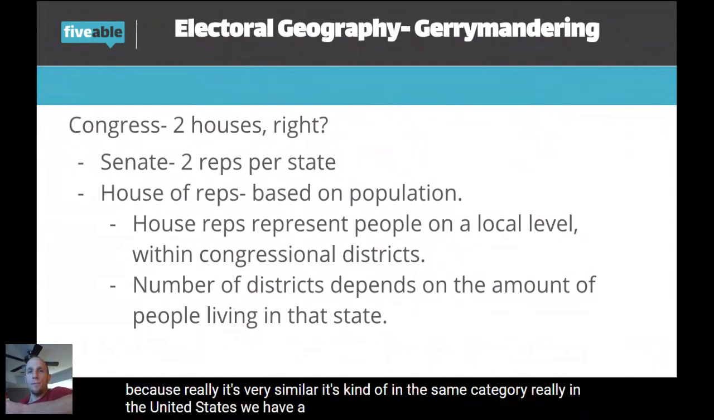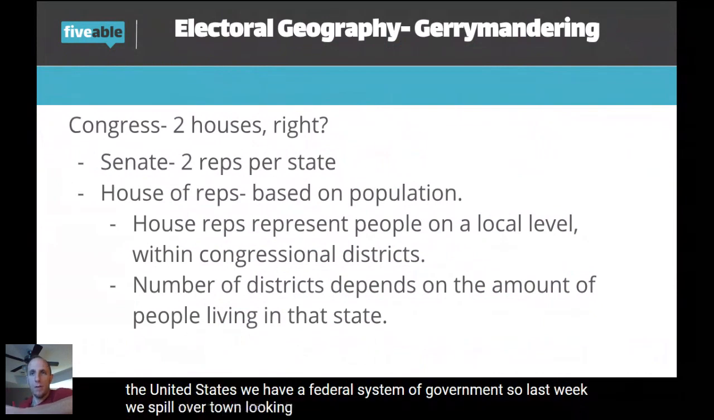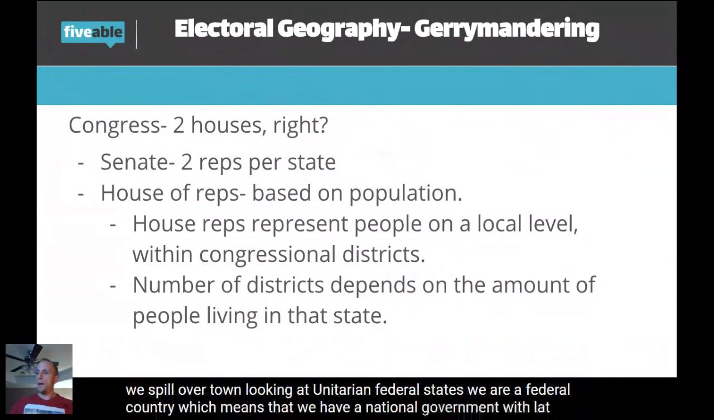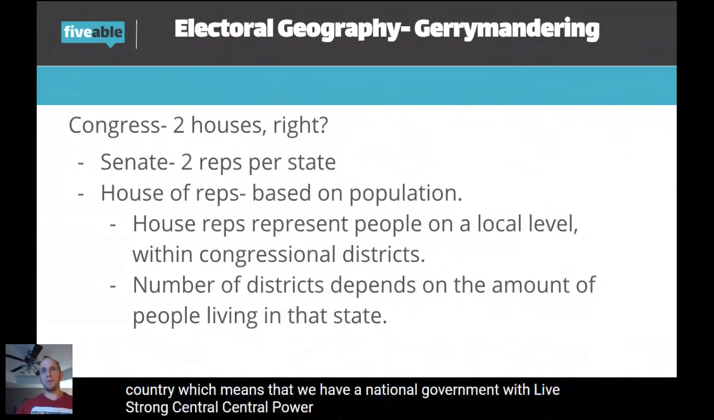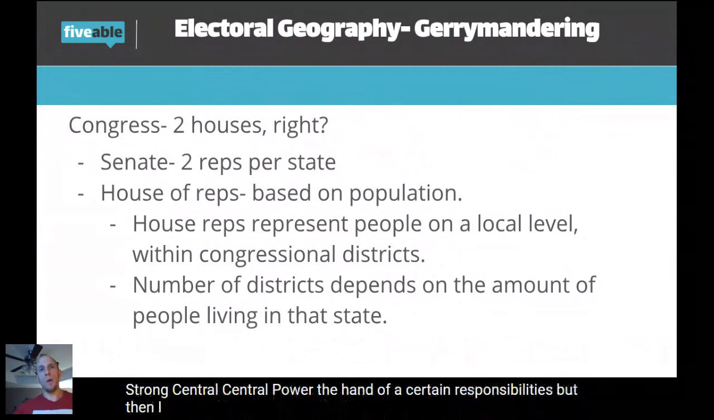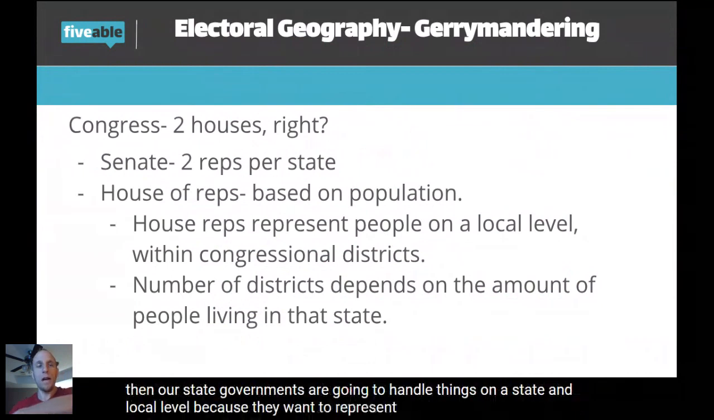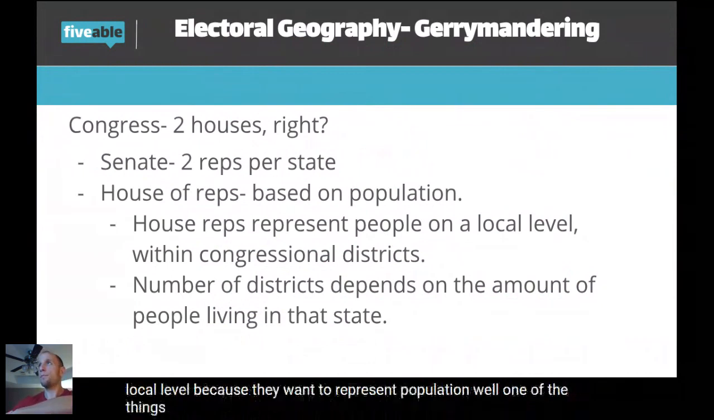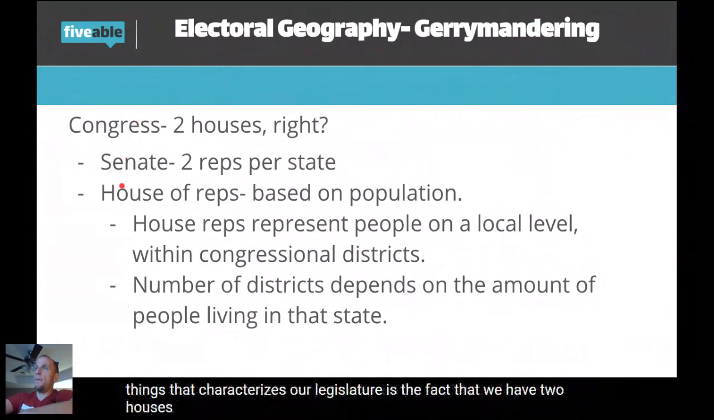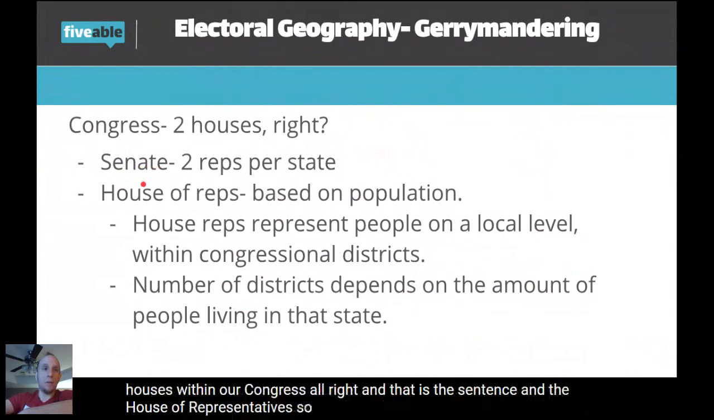In the United States, we have a federal system of government. So last week, we spent a little bit of time looking at unitary and federal states. We are a federal country, which means that we have a national government with a lot of strong central power that handles certain responsibilities. But then our state governments are going to handle things on a state and local level because they want to represent population. Well, one of the things that characterizes our legislature is the fact that we have two houses within our Congress, all right? And that is the Senate and the House of Representatives.